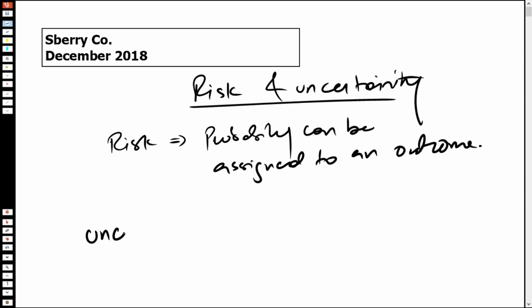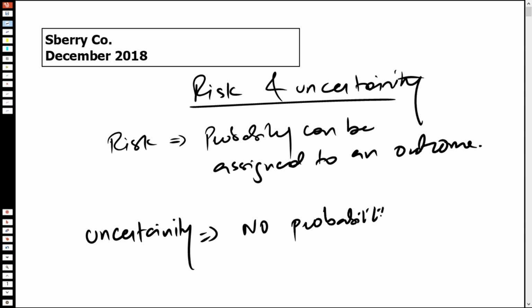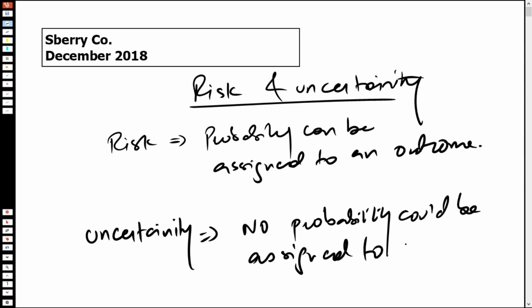And what exactly do you mean by uncertainty? The concept of uncertainty means that no probability could be assigned to an outcome. So when you have a situation where no probability can be assigned to an outcome, that is going to be considered an uncertainty.